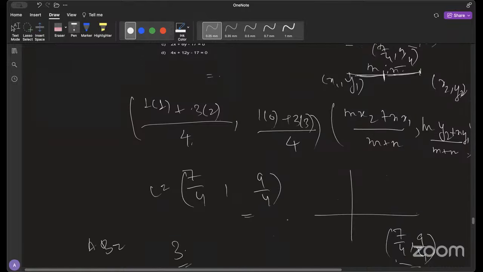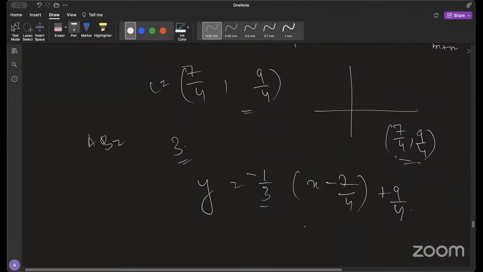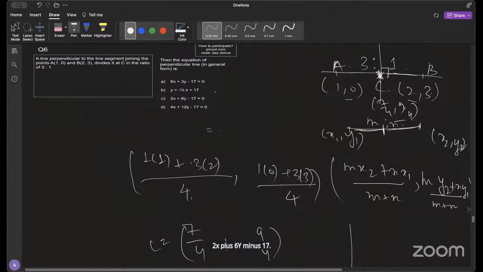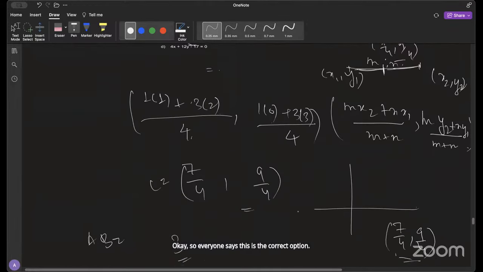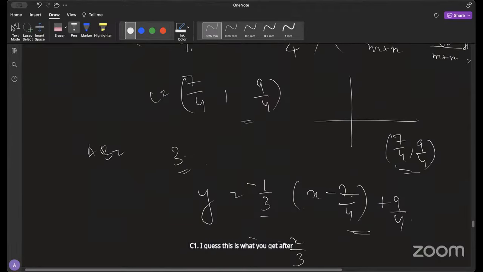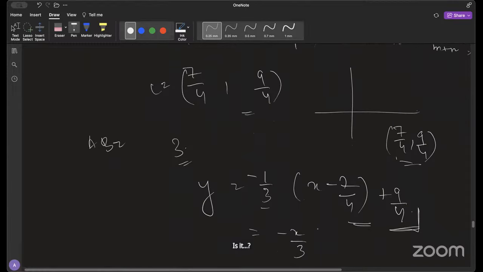What's given here? You have to solve this one: 2x plus 6y minus 17. Okay, so everyone says this is the correct option, C. I guess this is what you get after solving this one. Is it? We get the same thing from here.